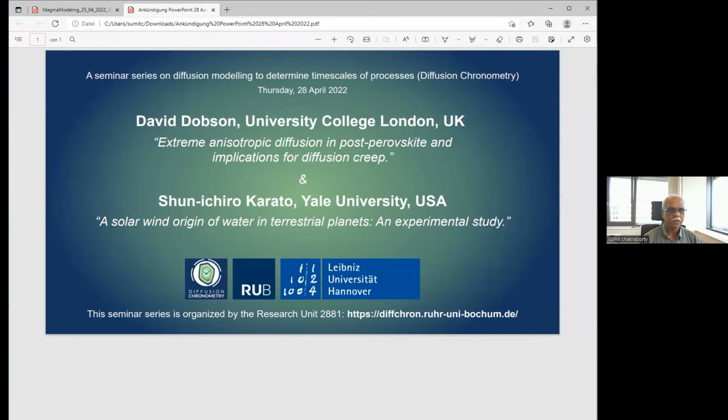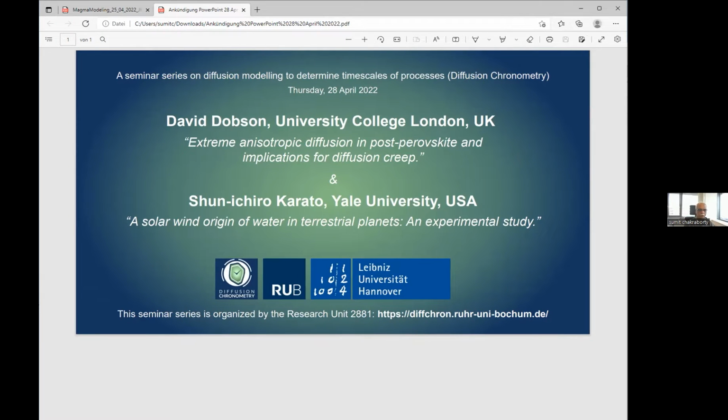David Dobson from University College London, and Shun-ichiro from Yale University in the US. The first speaker will be David Dobson. David is a mineral physicist. He did his PhD at UCL in London in 1996, and then went to Germany and spent a good bit of time in the experimental labs in Bayreuth. In 2002, he went back to London with a Royal Society fellowship, held that for a while, and eventually became a professor there. He's won several awards, including the Bessel Award, which has allowed him to go back and forth between Bayreuth, Munich, and other places in Germany and London.